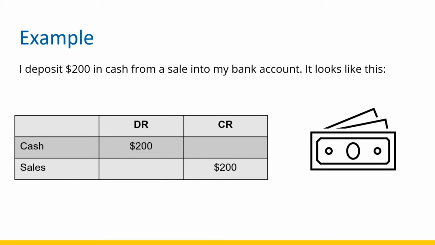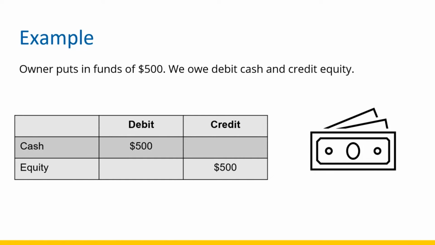So I suppose you're wondering what this looks like. If I deposit $200 in cash from a sale of whatever I'm selling, I'm going to debit cash and credit sales or revenue, and this is what the journal entry looks like. The owner of the business needs to put in $500 into the business, so we debit cash for $500 and we credit equity for $500. And notice the two examples that I have shown you both balance, debits equal credits.